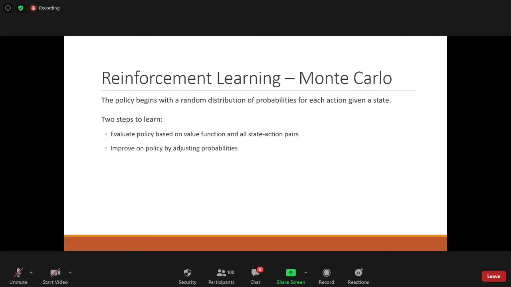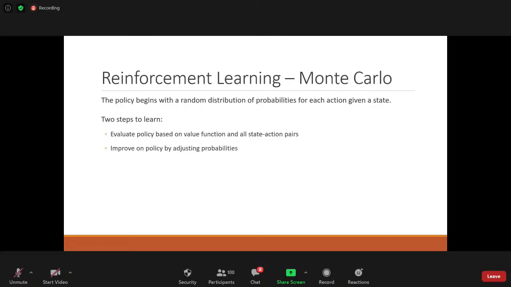So one method of dealing with reinforcement learning is the Monte Carlo method. So when we look at a policy, we know that there's a probability distribution of what actions that you can take. So for example, if an agent has two directions to move in its current environment, those two directions may have random probabilities in the policy. That is exactly what the Monte Carlo method does.